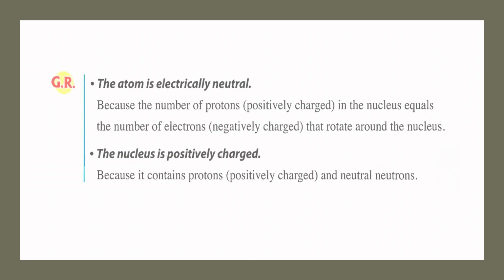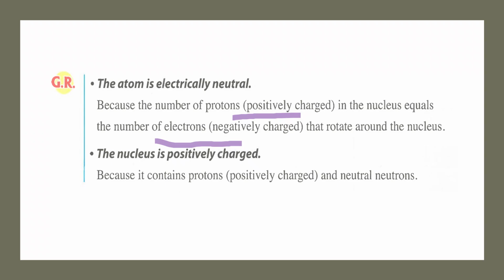And now we come to some of our questions in the session today. Number 1, give reason: the atom is electrically neutral. The atom, as a whole, is electrically neutral. Why? Because the number of positive protons, I mean positive charges, is equal to the number of negative electrons.